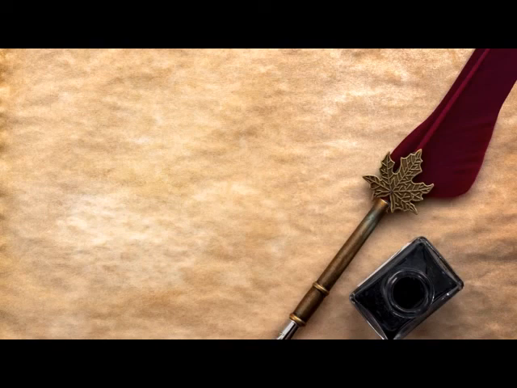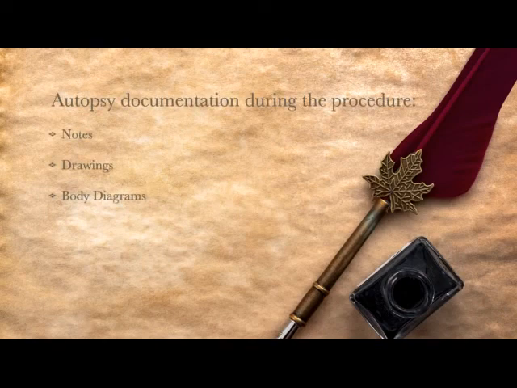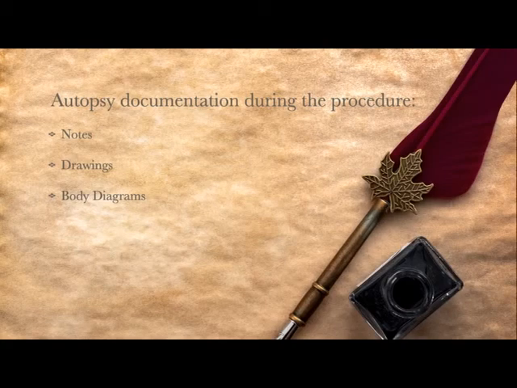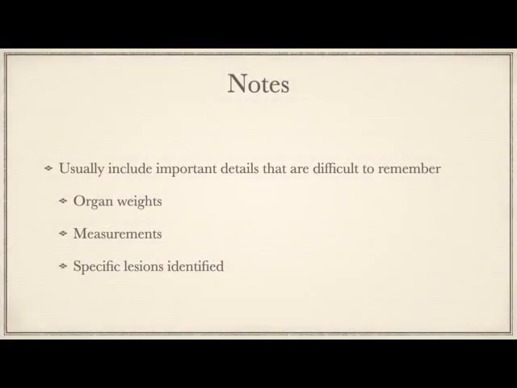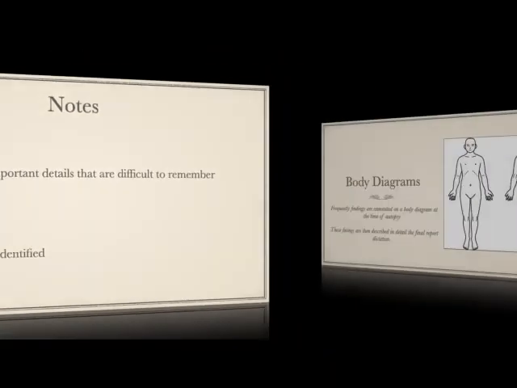During the procedure, the most common way to document findings include shorthand notes, drawings, and annotations on body diagrams. You may be expected to keep written notes. However, some programs may use a dictation platform similar to when you are grossing. These notes usually include important details that are difficult to remember, such as organ weights, measurements, and specific lesions which are identified during the autopsy.